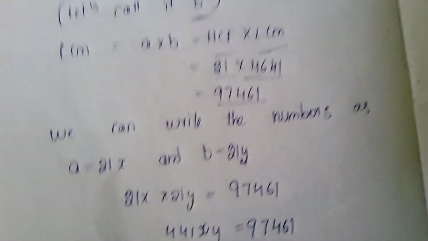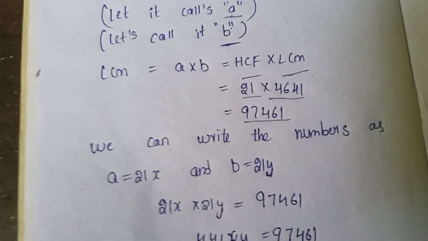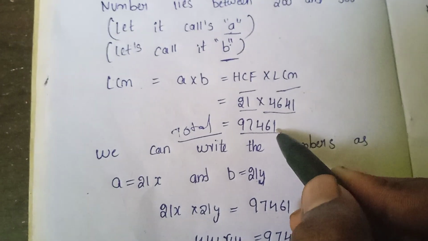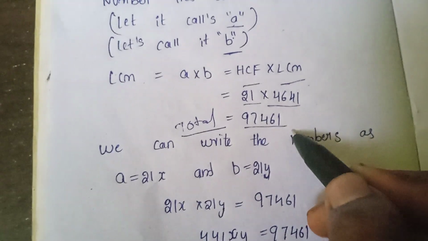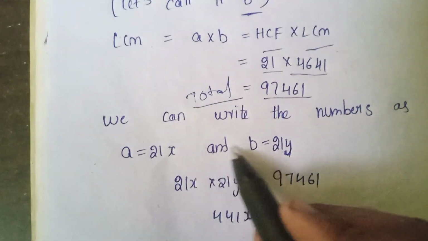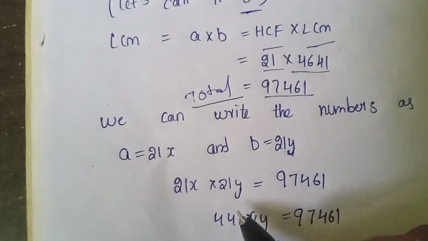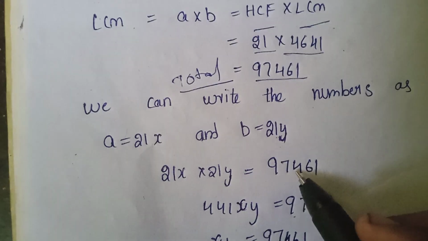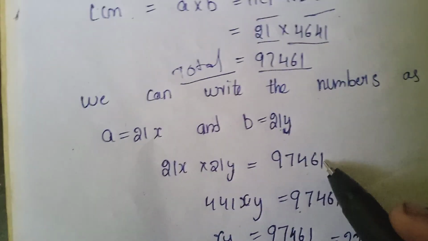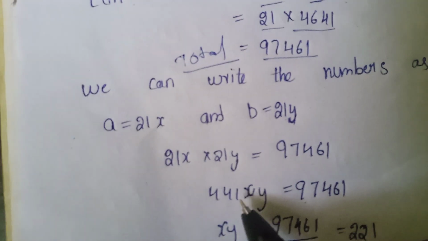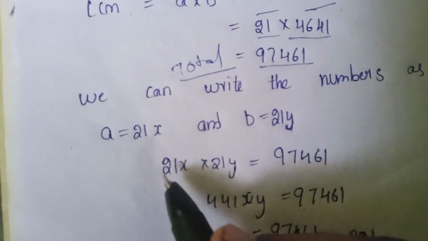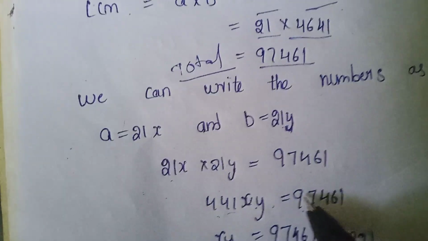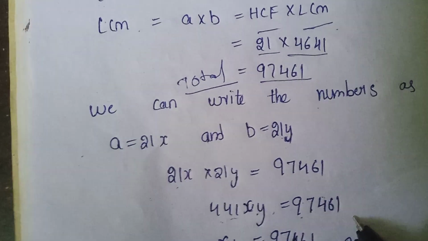Then we find the product of the numbers, which is 97,461. A is equal to 21x and B is equal to 21y, so 21x into 21y is equal to 97,461. When we calculate this, we get 441xy is equal to 97,461.